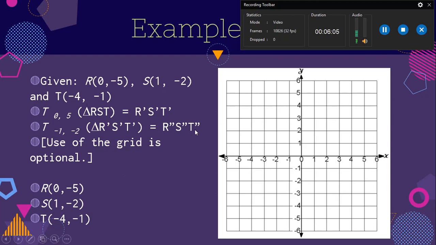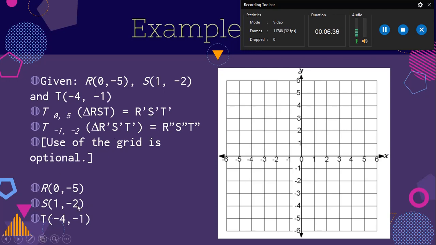So I'm going to take triangle RST. Now we have 2 rules here. The first rule says take triangle RST, and we're going to translate it (0, 5) to create R prime, S prime, T prime. Then, according to the next step, it says to take triangle R prime, S prime, T prime, and translate it again with a new rule to create R double prime, S double prime, and T double prime. So remember from our last assignment, we want to just build off of what we're creating.